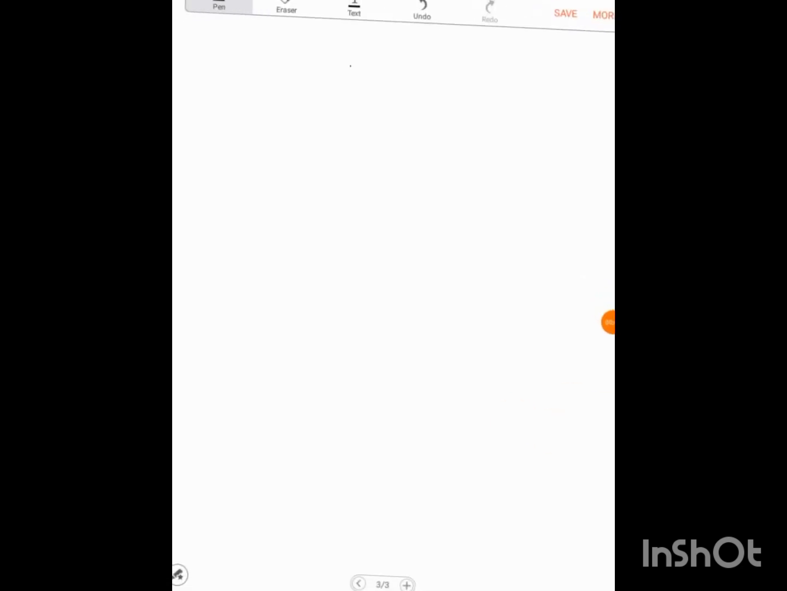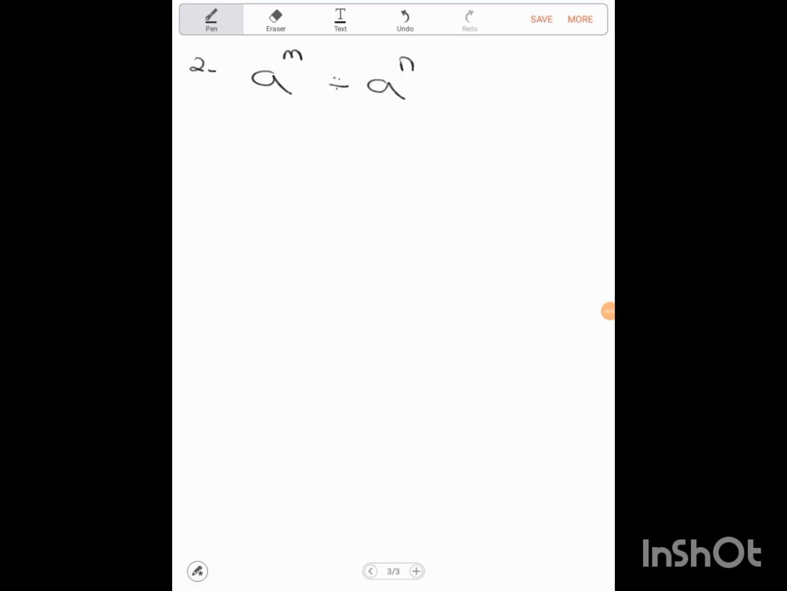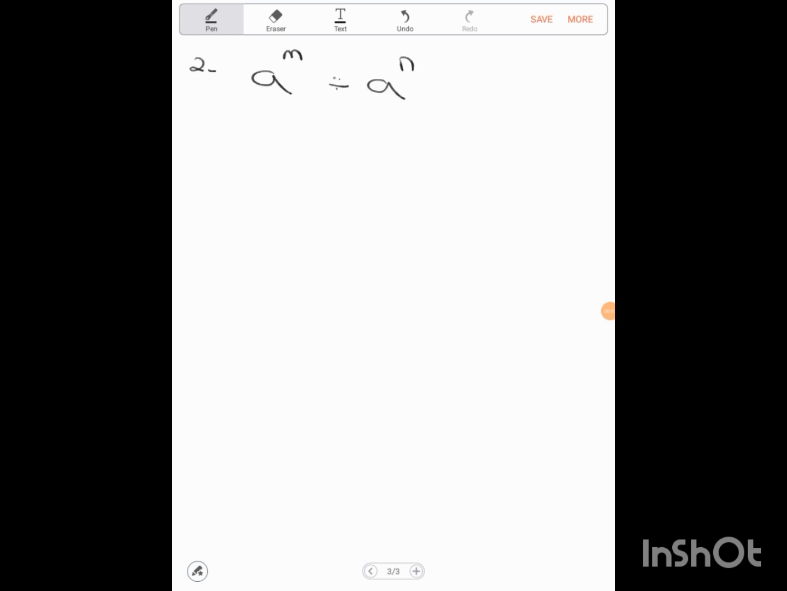Okay, the second law is, for instance, if you have a question a to the power m divided by a to the power n. Previously we had multiplication, but now we have division. So this question can be written in this form as well. If you have same base but you have a division sign in between, the powers will get subtracted.